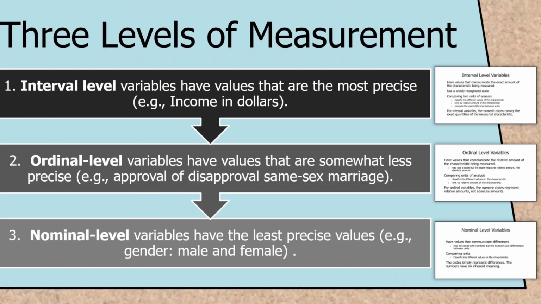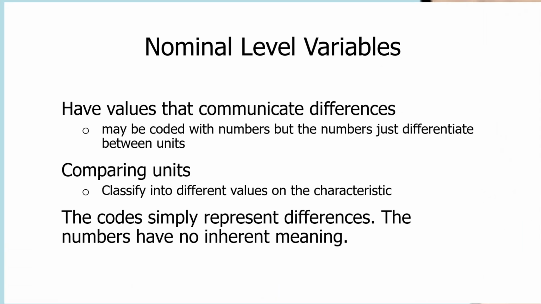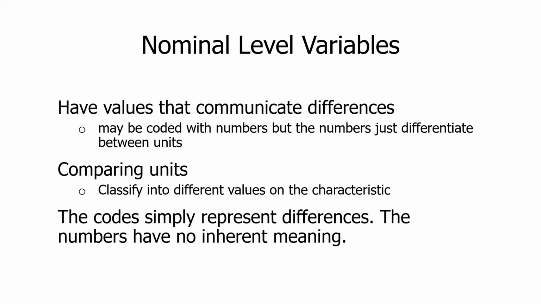Okay, now with nominals, the values have meaning, but only in that they communicate differences between units of analysis. It may be coded with numbers. In fact, nominals are almost always coded with numbers, but the numbers just differentiate between units. When you compare two units that have different values, you can classify into different values of the characteristic, and that's all you can do with nominal-level variables.